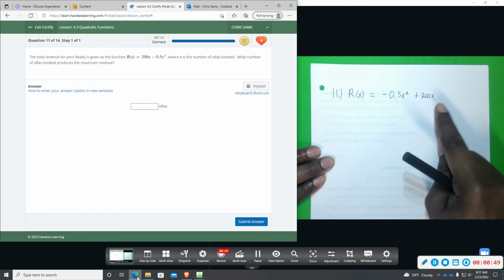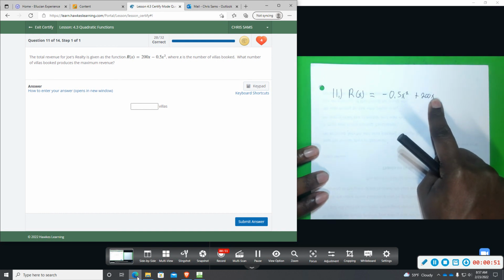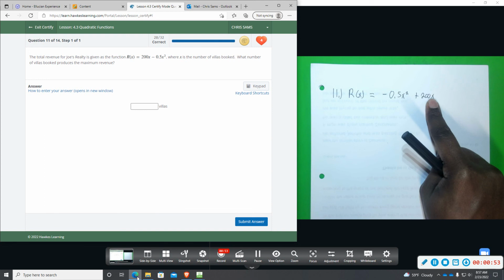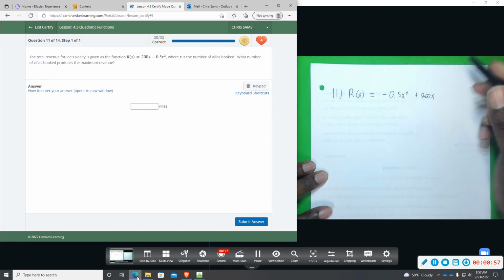Now, x is the number of villas booked, and we want to know the maximum number of villas. So we're looking for the x coordinate of the vertex. And again, this will be a parabola opening downward. So we're looking for that maximum point right there. So just the x value. We're not looking for both this time. So I'm going to do the same thing.